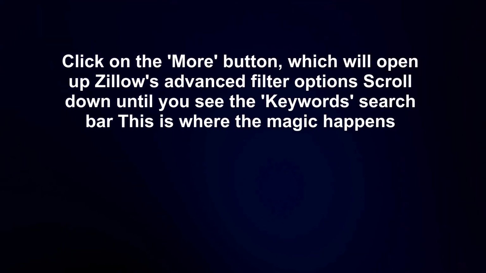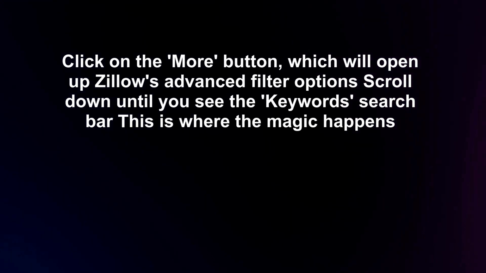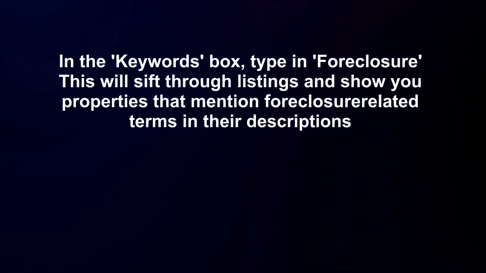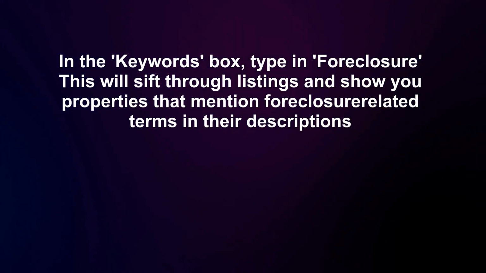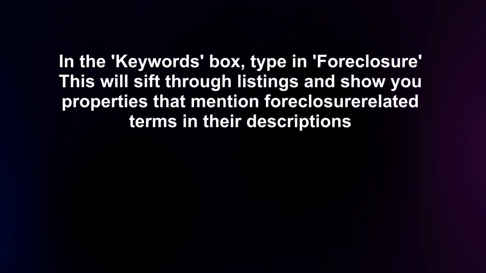Click on the More button, which will open up Zillow's advanced filter options. Scroll down until you see the keywords search bar. This is where the magic happens. In the keywords box, type in foreclosure. This will sift through listings and show you properties that mention foreclosure-related terms in their descriptions.